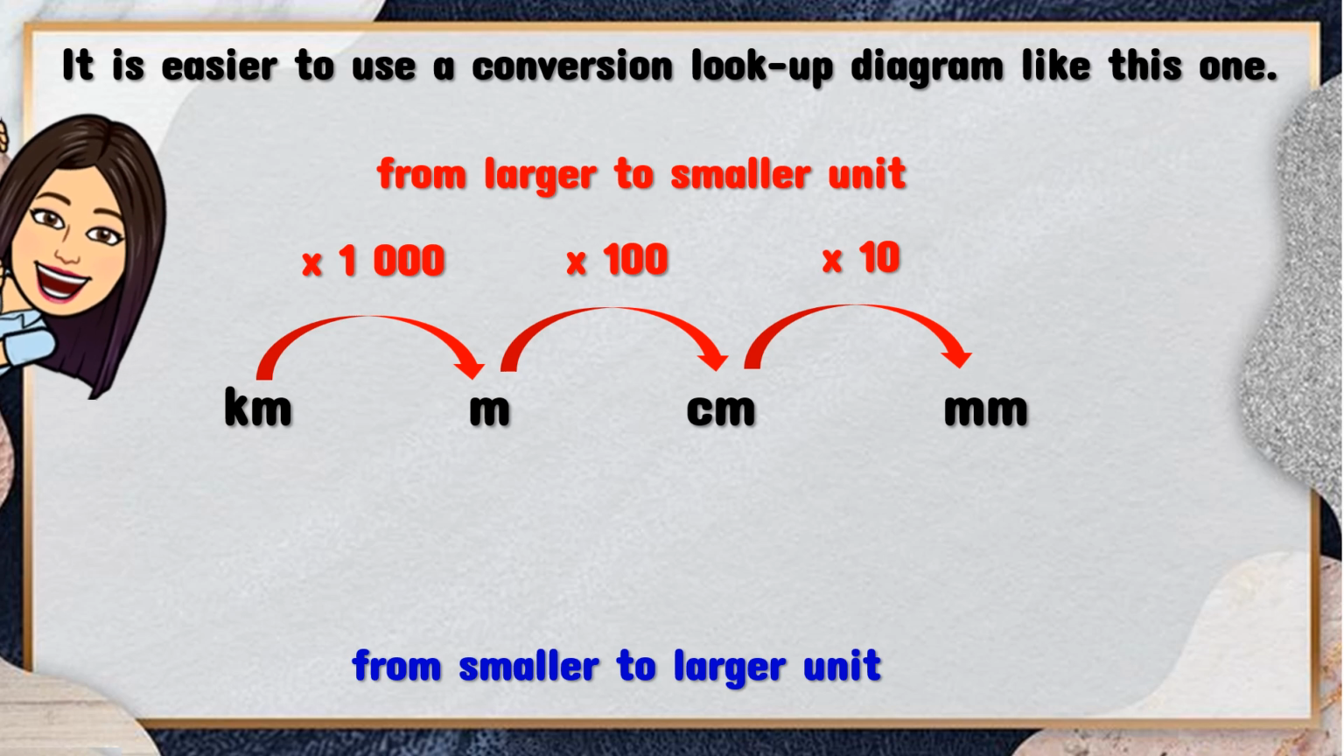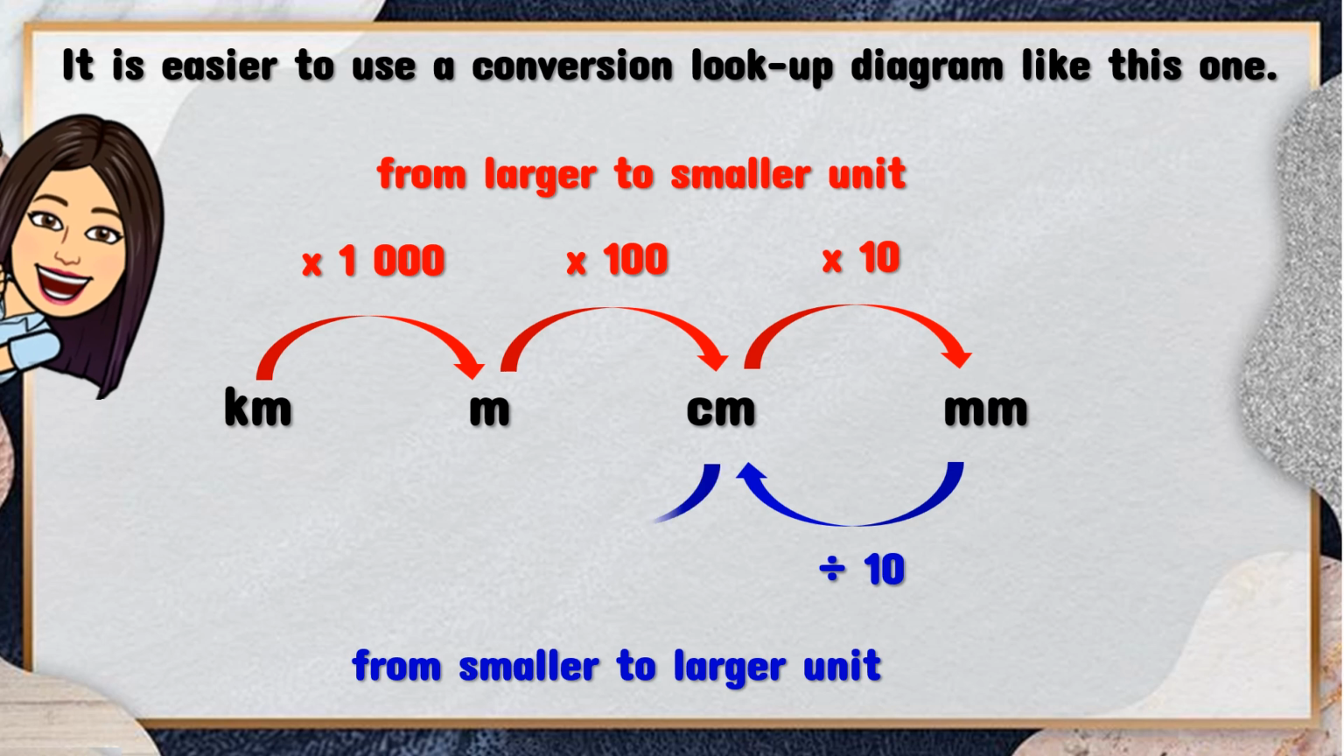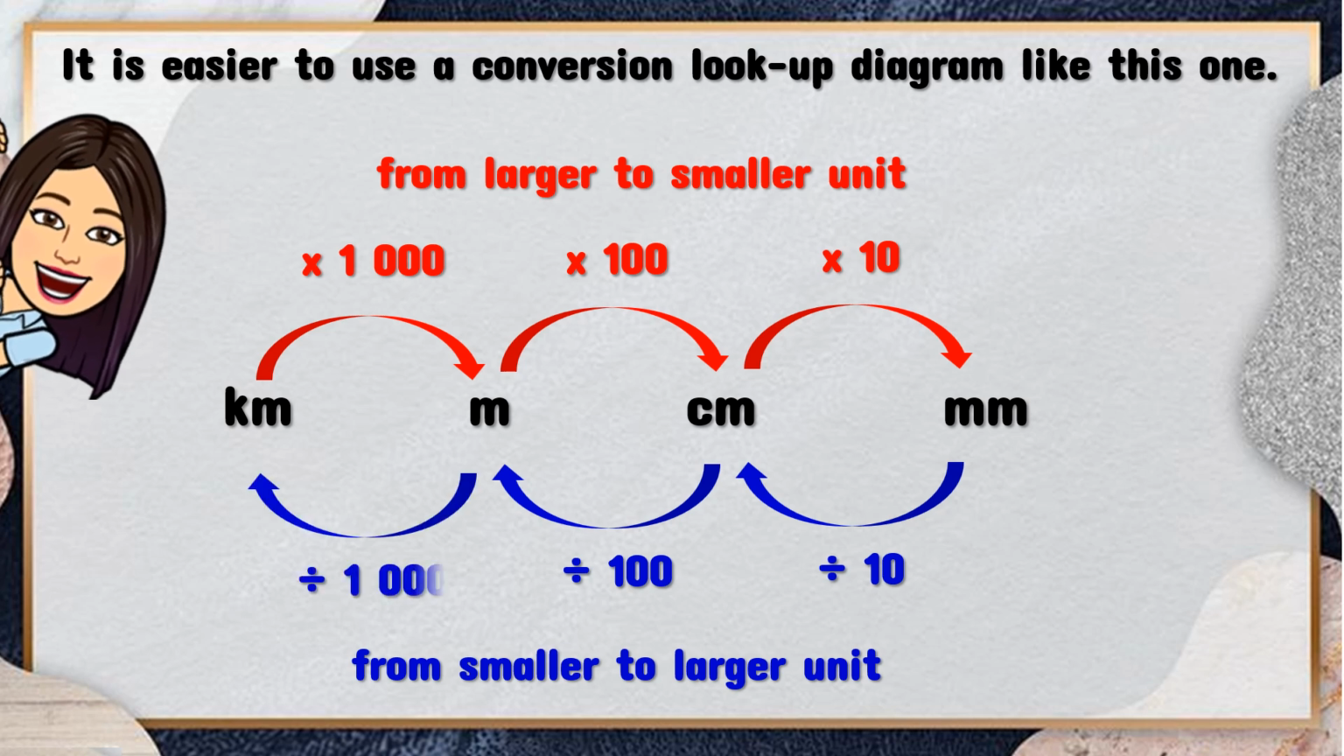While converting from a smaller to a larger unit, we use division. Like millimeter to centimeter, divide by 10. Centimeter to meter, divide by 100. And meter to kilometer, divide by 1,000.